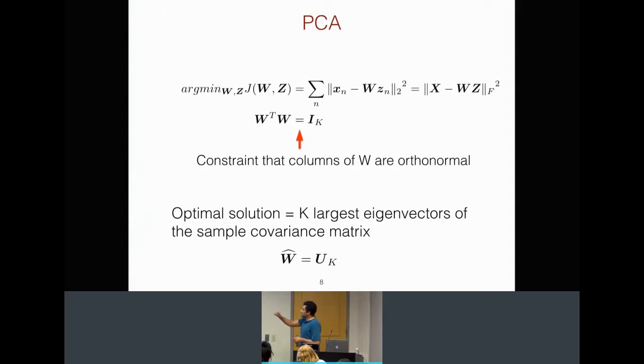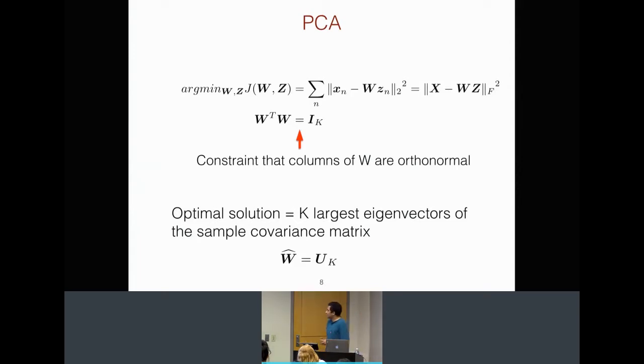So this problem by itself is not completely well defined, so we need to put some additional constraint. And the constraint is we want every column in W, which means every one of our principal components, to be orthogonal to each other. So that's this constraint. And so now if you actually try to solve this problem, the optimal solution, so the value of W and Z that minimizes the objective subject to this constraint, can be computed.